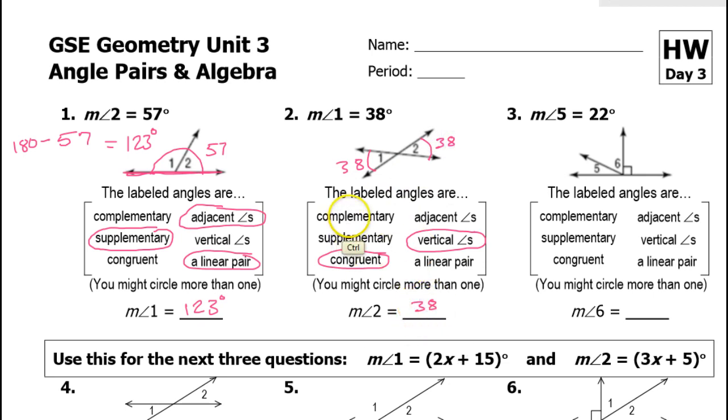They're not complementary because they do not add up to 90. They're not supplementary. They're not adjacent. They're not a linear pair. So that's it.